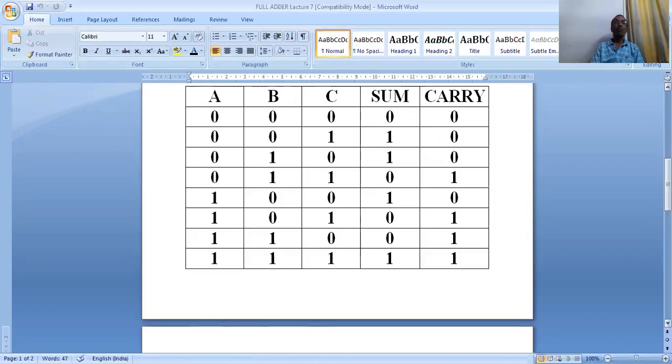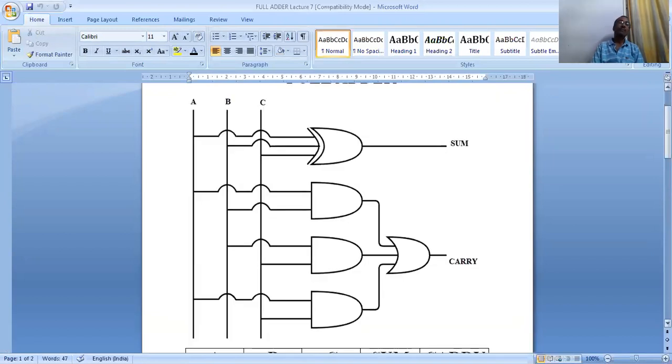If A equal to 1, B equal to 0, C equal to 1. A equal to 1, B equal to 0, C equal to 1. 1 plus 0 plus 1, sum equal to 0. That is the working of XOR gate. Next, A equal to 1, B equal to 0. Output of first AND gate is 0.